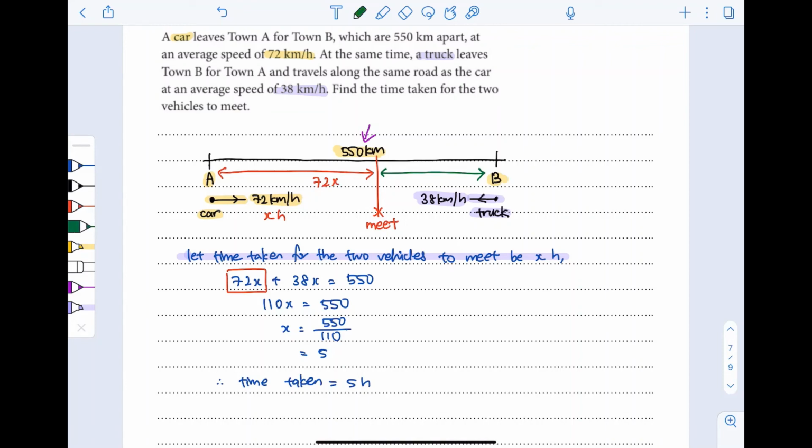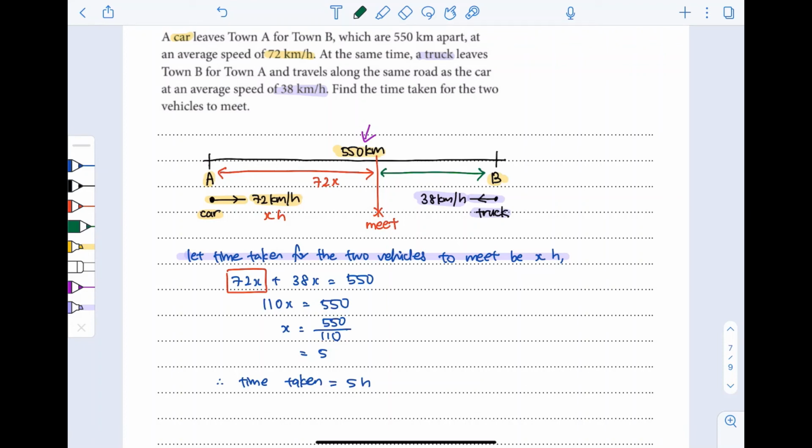Likewise, the truck will also take the same amount of time in order to do the meeting. It doesn't make sense that the truck travels in a different amount of time, because if it takes a different amount of time, then they will not be meeting at all. So that's the concept of meeting.